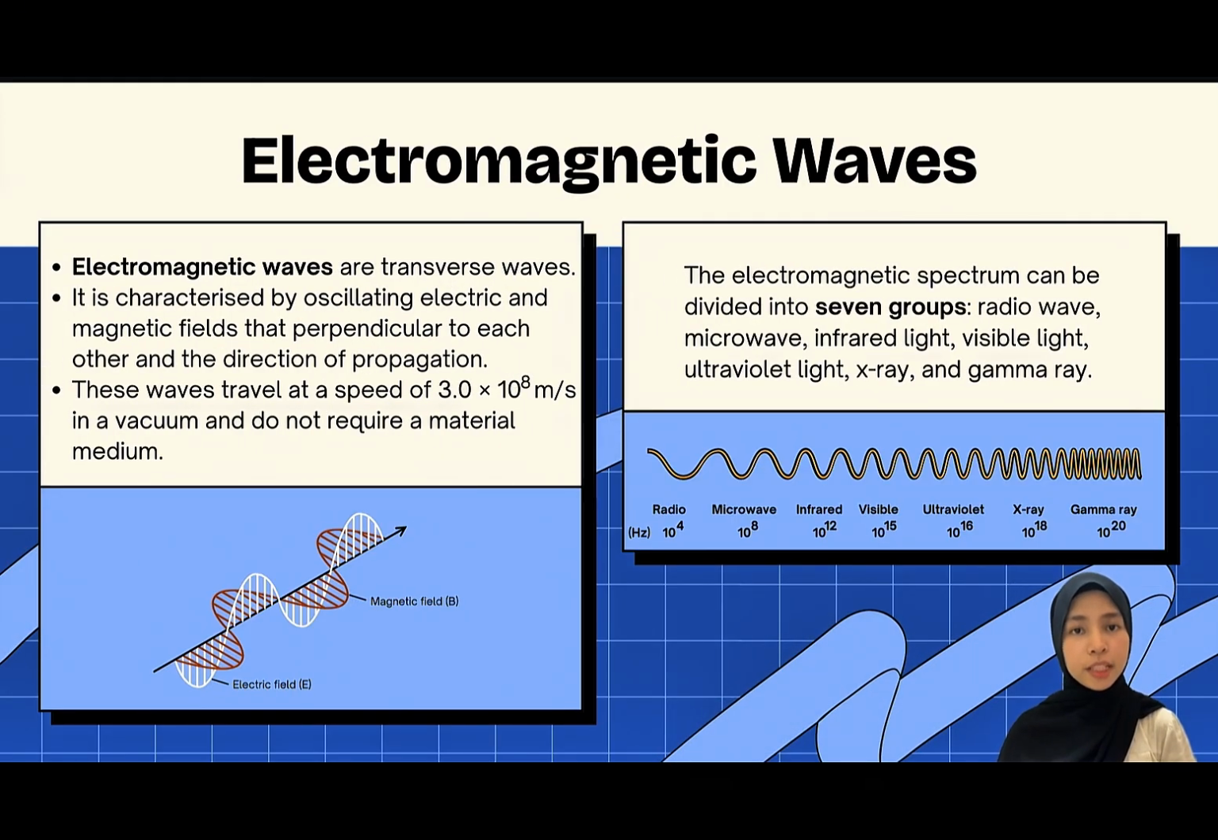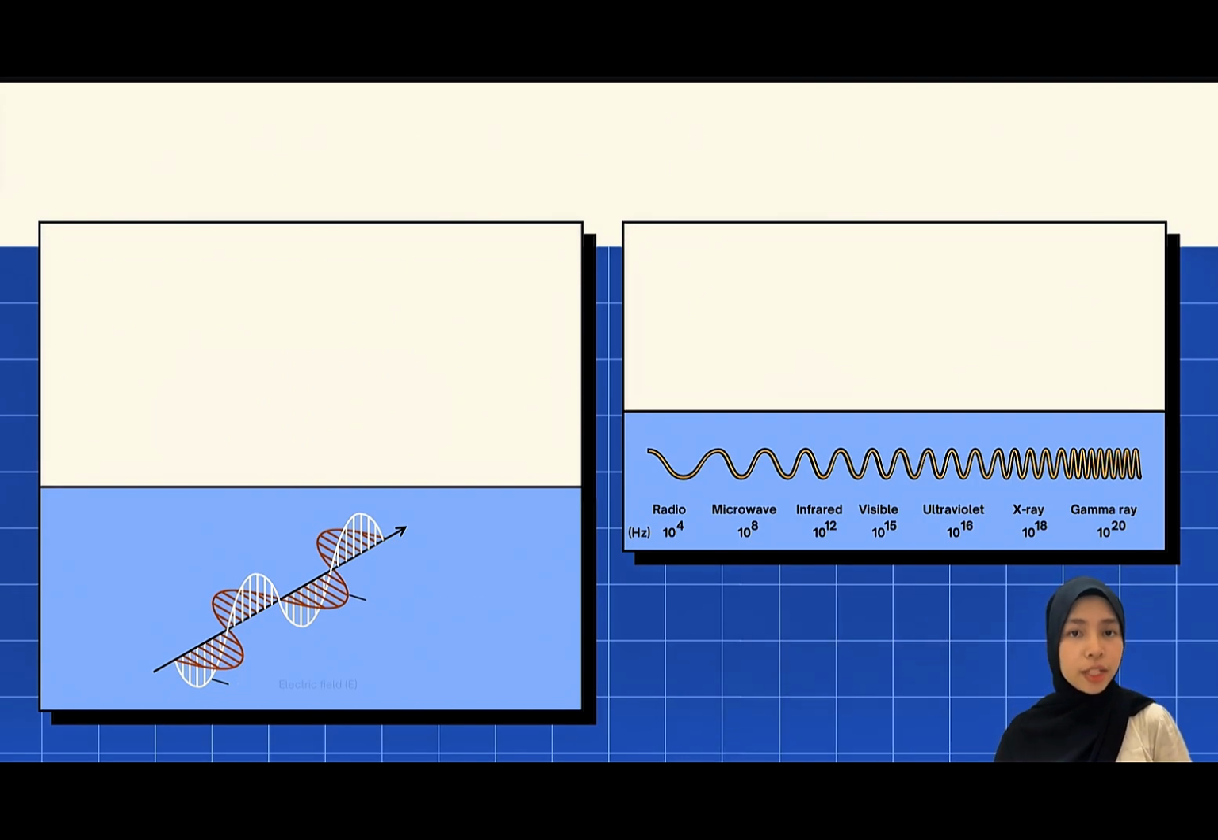Next, the electromagnetic spectrum isn't just one type of wave. It can actually be divided into 7 groups based on their frequencies and wavelengths. These 7 groups are radio wave, microwave, infrared light, visible light, ultraviolet light, X-ray.